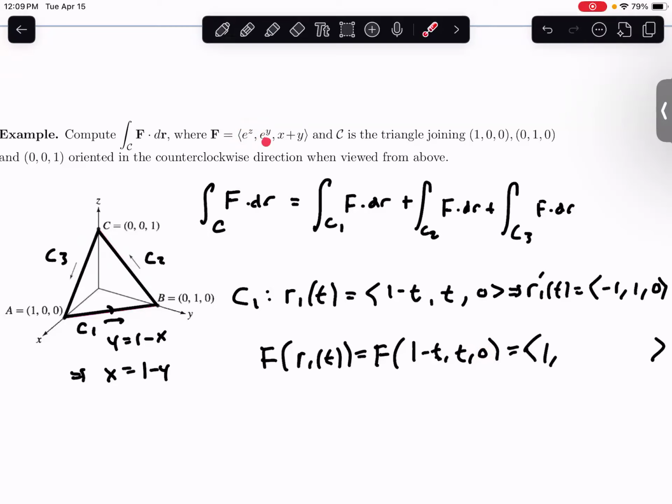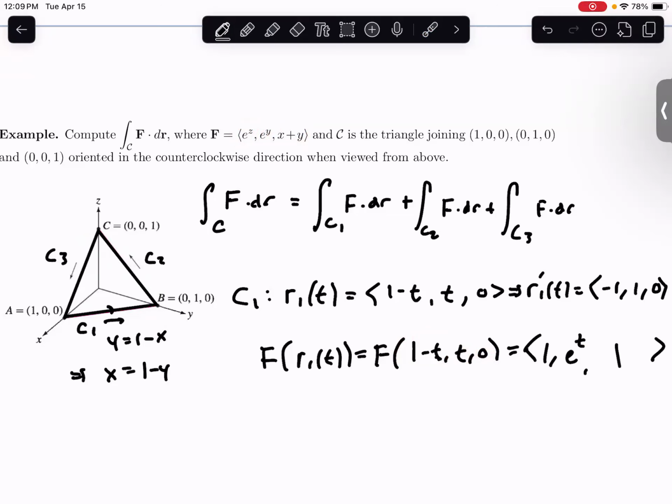The second component is e to the y, where y is the second component. So it's going to be e to the t. And then the third component is going to be x plus y. In this case, x plus y is going to be 1 minus t plus t, which is just equal to 1.